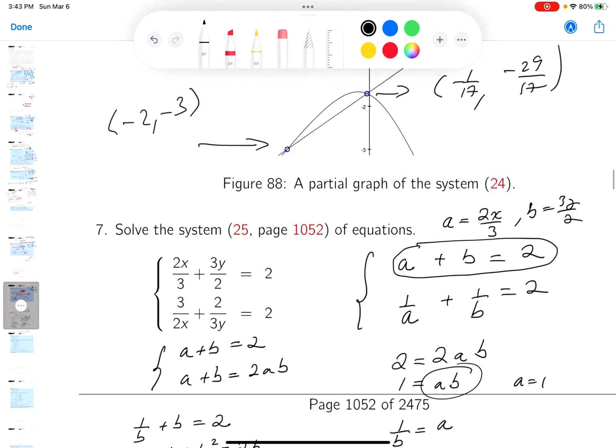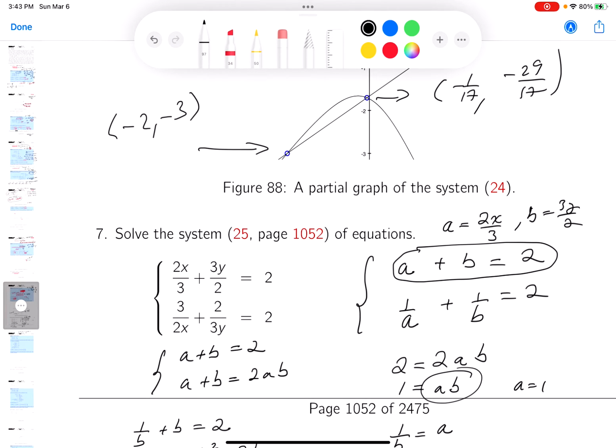So what do I got over here? Something really simple. I got 1 equals 2x over 3, and I've got 1 equals 3y over 2. Could you figure out x and y? I think so. What's x? X is going to be equal to 3 halves. And what's y? Y is going to be equal to 2/3. All right?